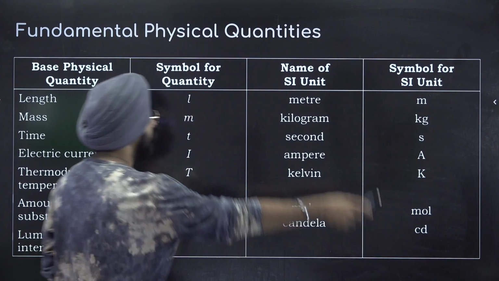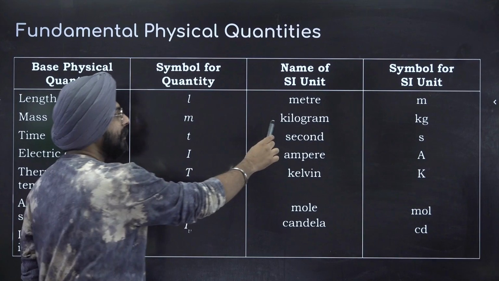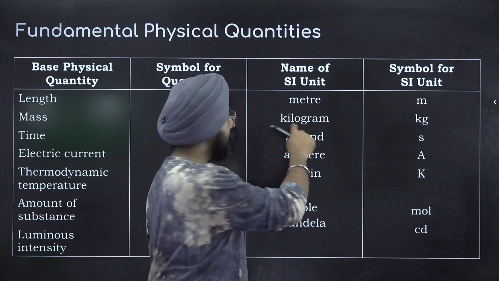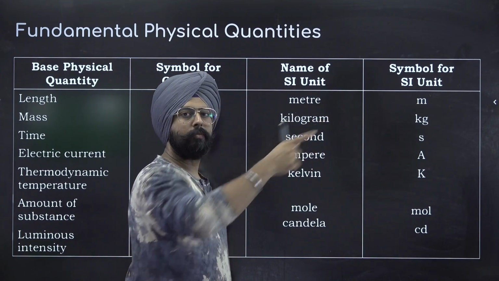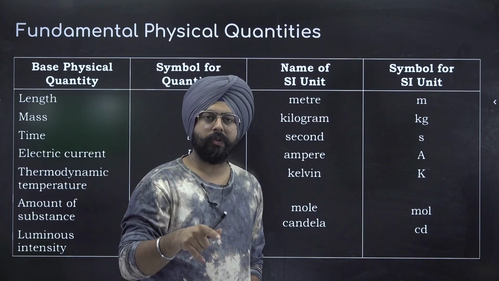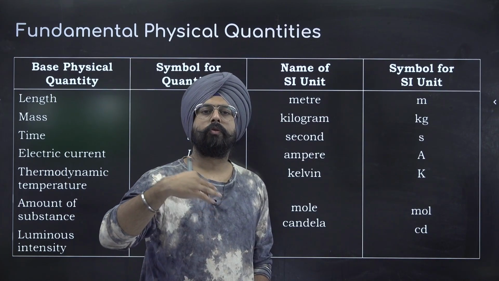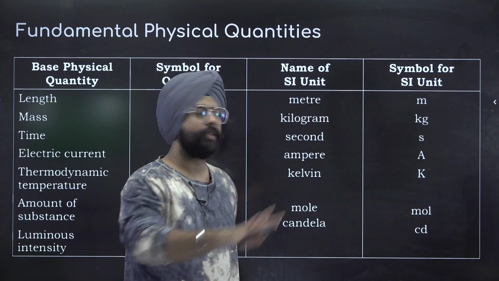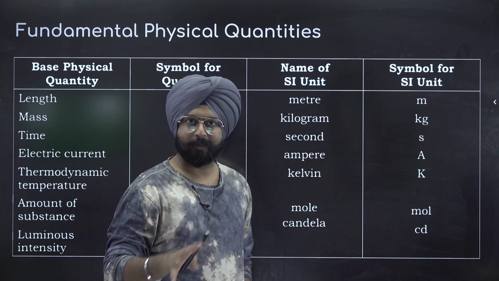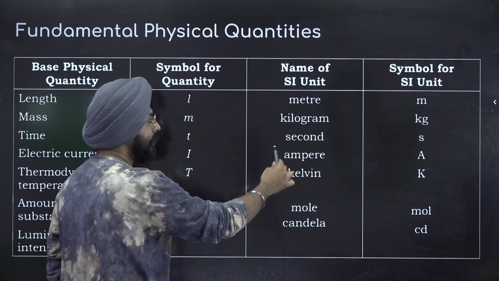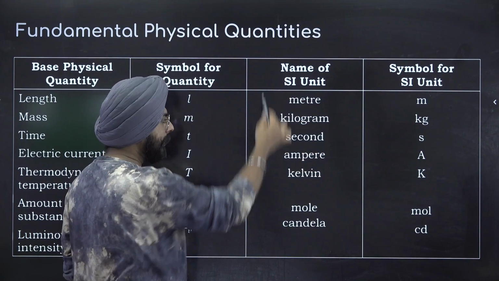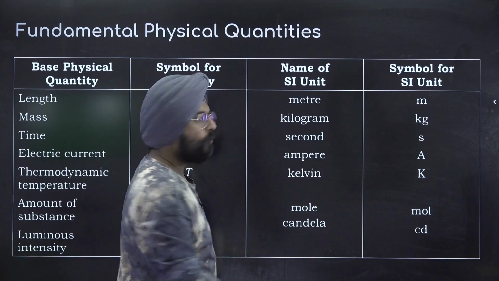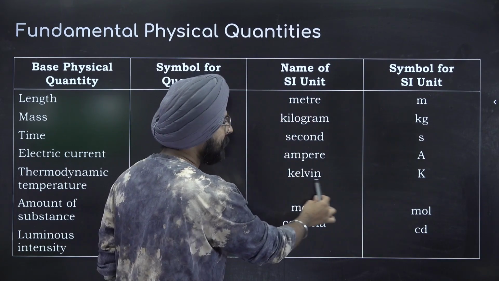Fine. Similarly, the SI unit of mass is kilograms. Do you notice the SI unit is not grams, kilograms. So in questions during calculations, if no unit is mentioned for mass, you have to do the calculations in kilograms. Okay. For time, the SI unit is second. For current, the SI unit is amperes. For temperature, the SI unit is Kelvin.